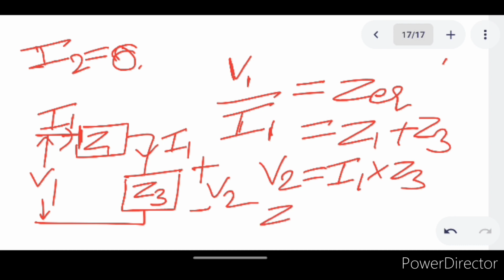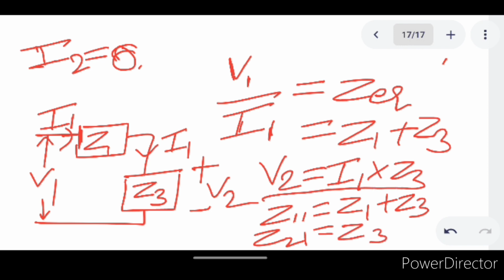Now what is Z11 from the above equations? Z11 is nothing but V1 by I1. Therefore that is your Z1 plus Z3. Now Z21 is nothing but V2 by I1, which is Z3. These were Z11 and Z21. Now let us calculate the other parameters considering I1 is equal to 0.